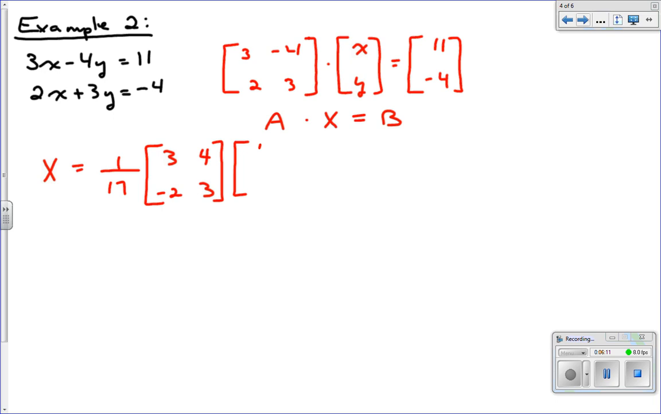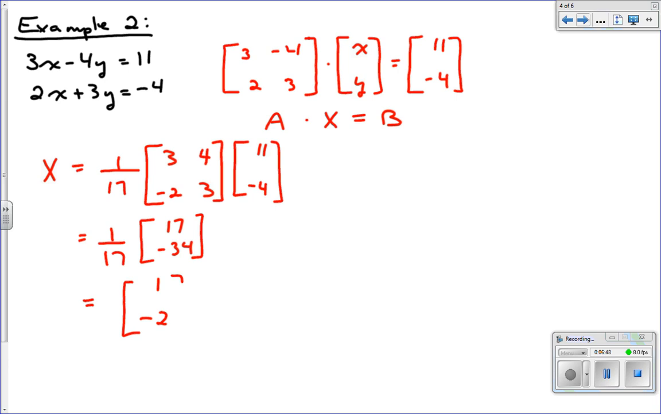And I'm multiplying that by 11 and -4. So I have 1 over 17 times, and I've got 3 times 11 and 4 times -4, which will give me 33 minus 16, so it'll give me 17. And then I've got -2 times 11, so -22 minus 12, so that's minus 34. So now when I multiply the 1/17 through, I end up with 1 and -2 as my resulting matrix. So 1, -2 is the solution.